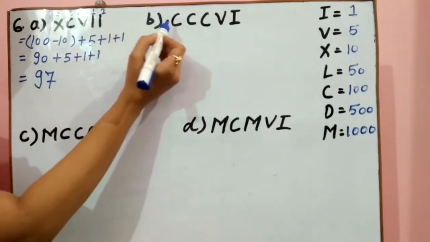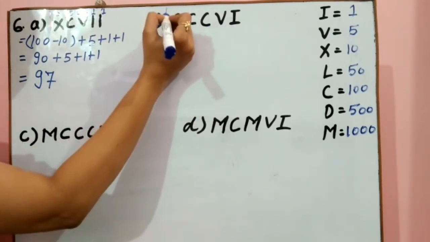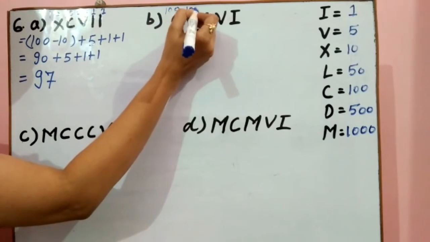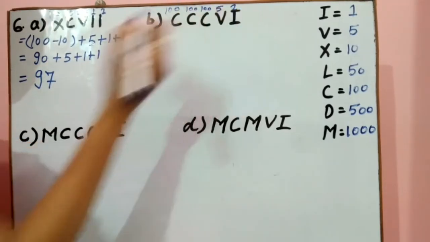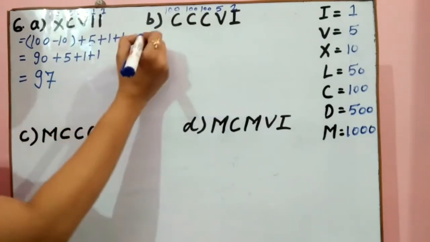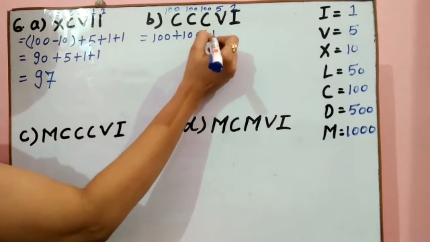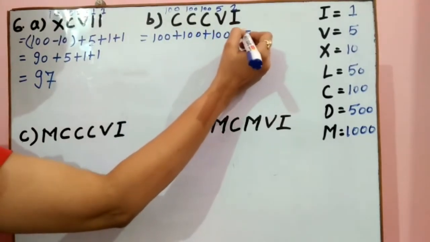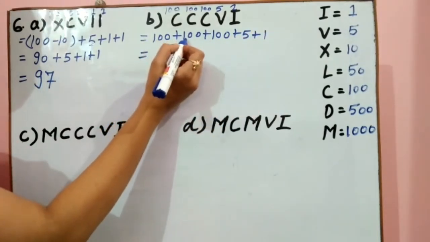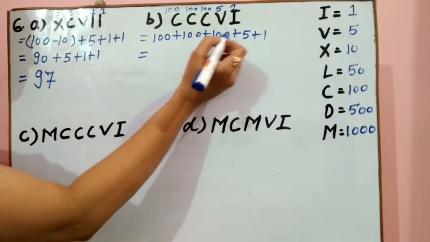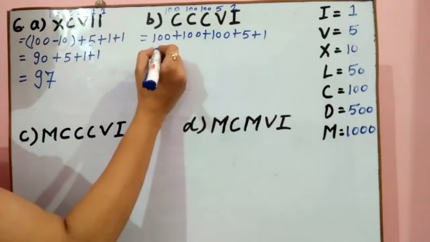The next is B. CCCVI. The value of C is 100, the value of V is 5 and the value of I is 1. 100 plus 100 plus 100 plus 5 plus 1 is equal to 100 plus 100, 200 plus 100, 300 plus 5, 305 plus 1, 306.